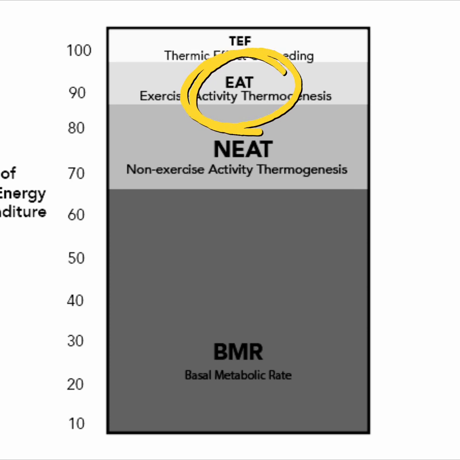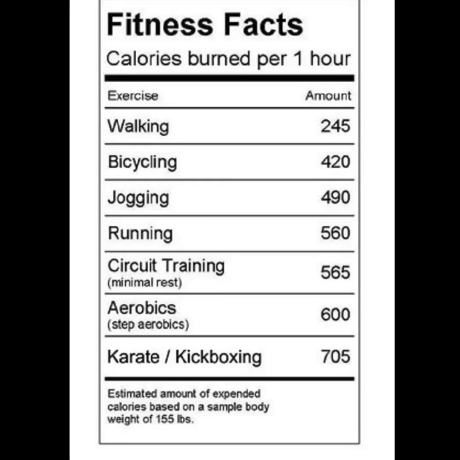So the next part of the metabolism we'll have a look at is EAT, which is your exercise activity thermogenesis, and this is just regular exercise. Here's a picture which shows how many calories you burn per hour doing various activities. This particular one is based on someone who weighs 155 pounds. These are all really different, and it depends on how much effort you put in and how advanced you are at the exercises, but some exercises burn more calories than others.